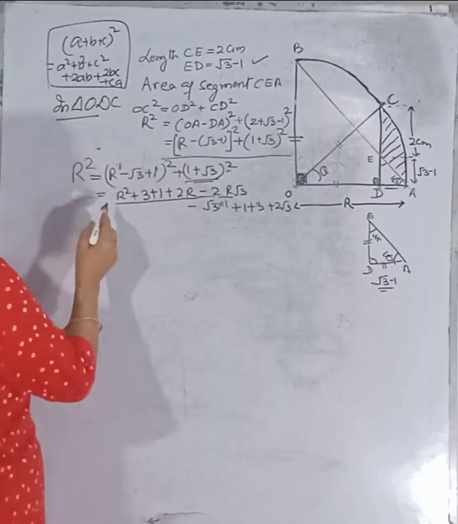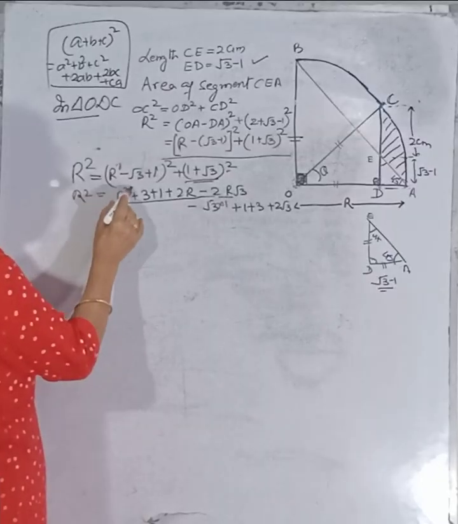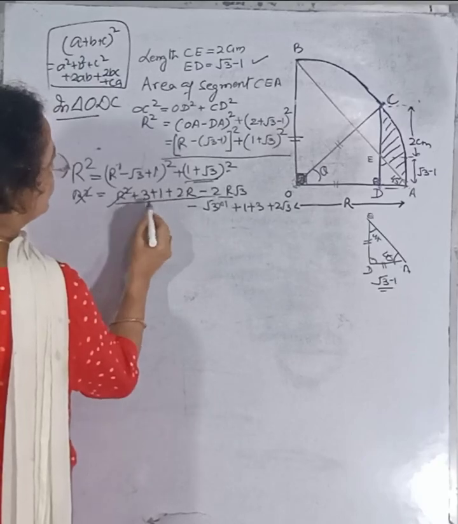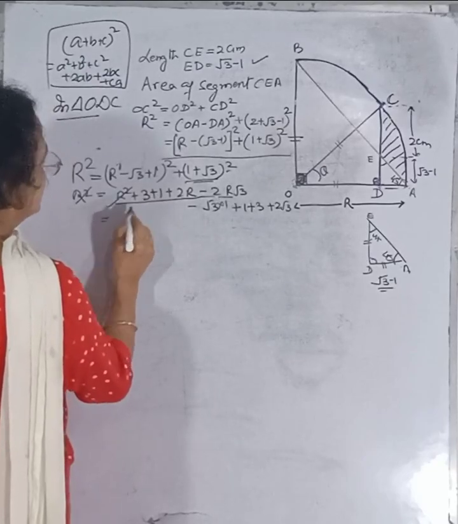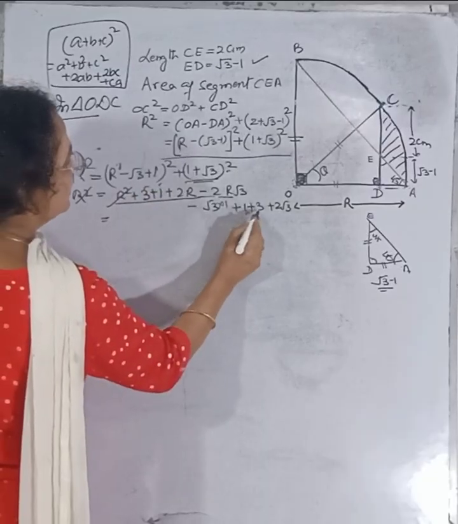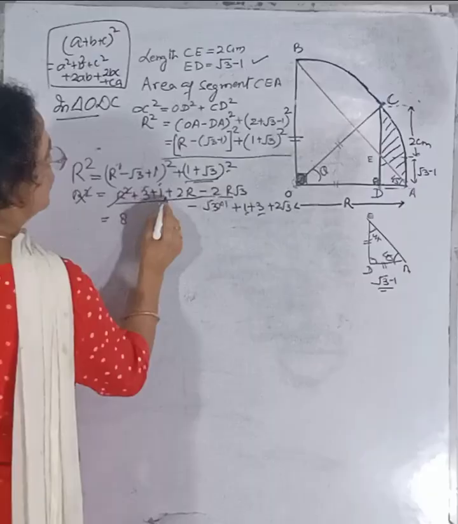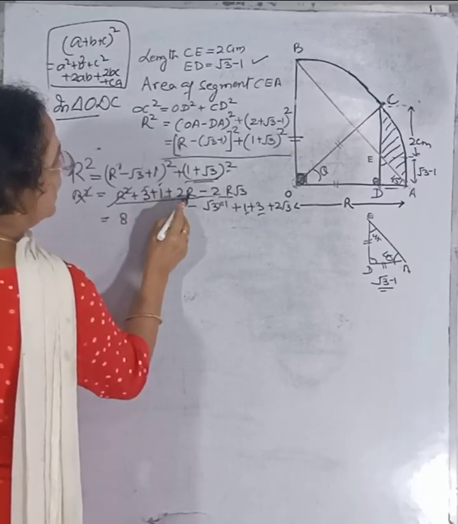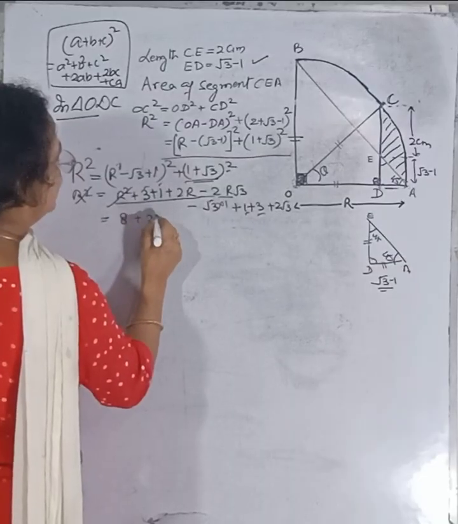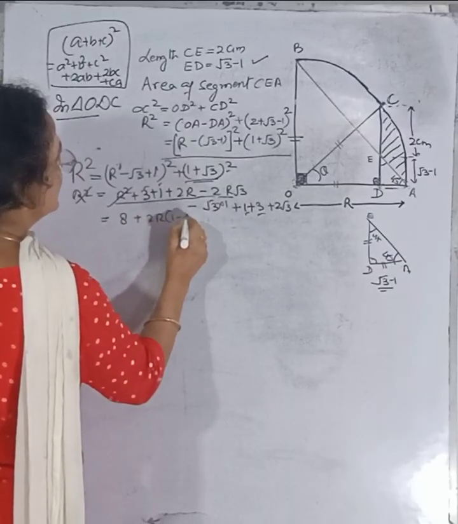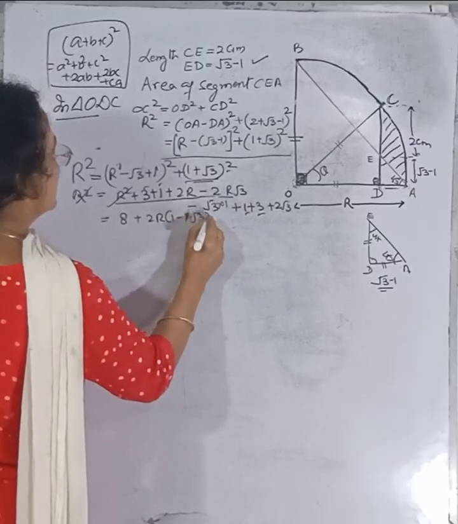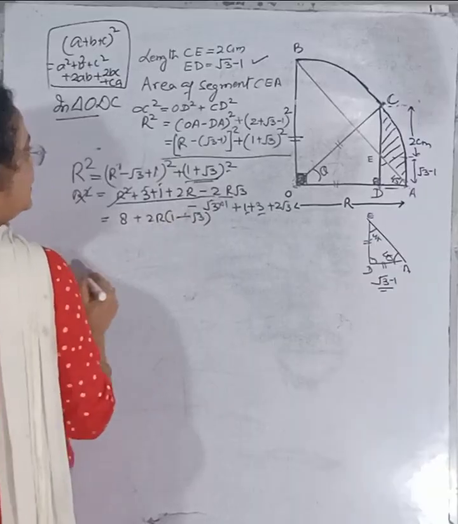Okay? Now this is equal to R square. This R square gets cancelled with this. We are saying 3 plus 1 is equal to 4. 3 plus 1 is equal to 4. Plus 1 plus 3, 4 plus 4 is 8. And this is 2R times root 3. It means 2R can be taken as common, and we'll get here 1 minus root 3. Okay? 1 minus root 3.